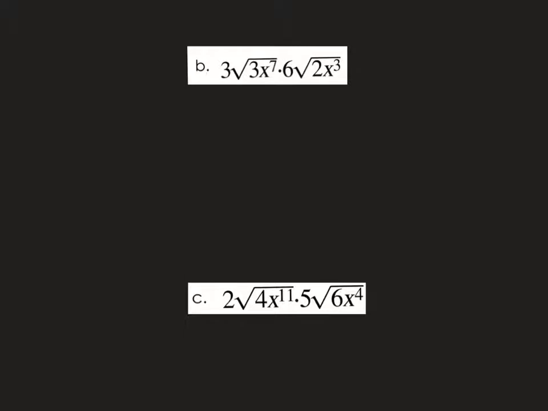So in this next example, I have 3 times rad 3x to the 7th times 6 times rad 2x to the 3rd. So my first thing is I'm going to combine 3 times 6, that would give us 18. And then we have the two radicals that multiply nicely. So I'm going to say 3 times 2 is 6. X to the 7th times x to the 3rd is x to the 10th. I'm going to add my exponents when I multiply variables. Now x to the 10th is a perfect square, so that's going to simplify to 18 x to the 5th.